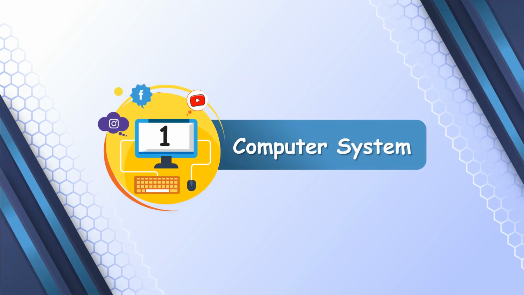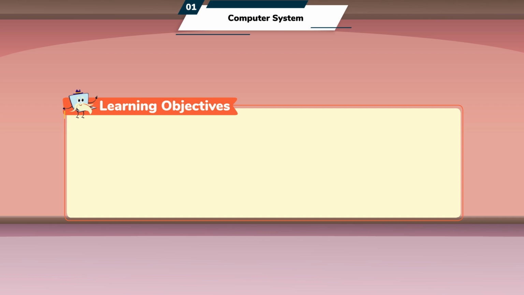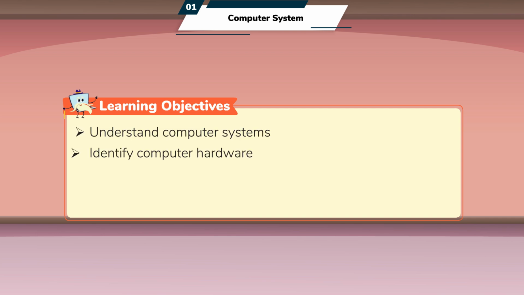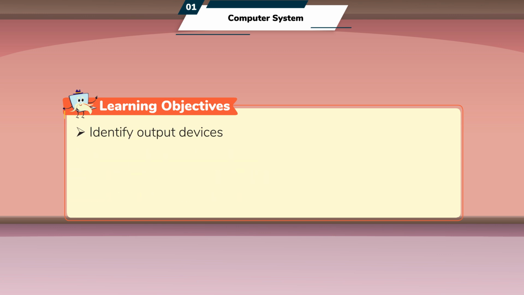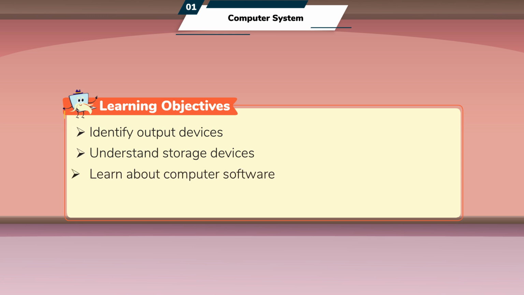Chapter 1: Computer System. Learning objectives. Understand computer systems. Identify computer hardware. Recognize input devices. Learn about processing device. Identify output devices. Understand storage devices.